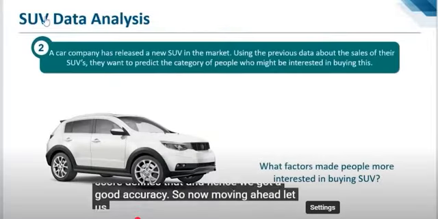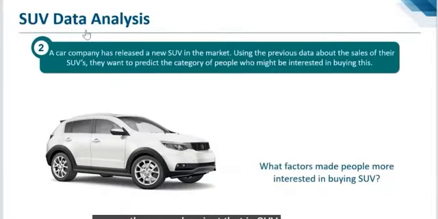Now moving ahead, let us see the second project, that is SUV data analysis. In this, a car company has released a new SUV in the market. Using the previous data about the sales of their SUV, they want to predict the category of people who might be interested in buying it. Using logistic regression, you need to find what factors made people more interested in buying this SUV.